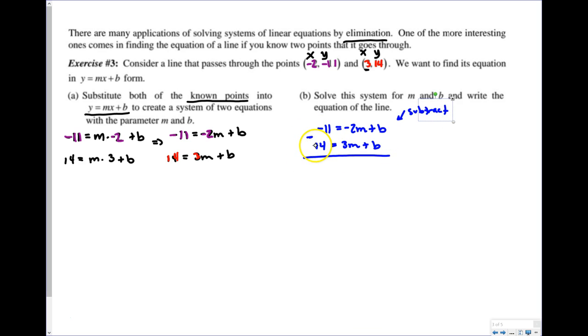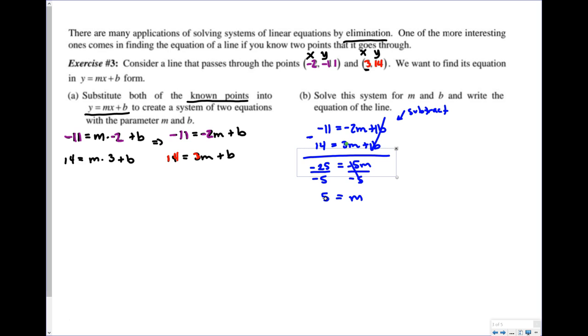I get -11 minus 14 is -25. -2 minus 3 is -5m. And what's b minus b? Well, it's like saying 1 minus 1, it's 0. They're eliminated. So you can subtract also instead of adding when the situation calls for it, right? In this situation, we need to subtract. Now we have something really easy we can solve. Divide both sides by -5, and you get that m equals 5.